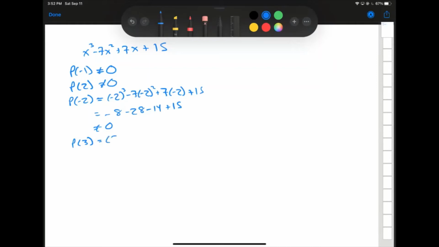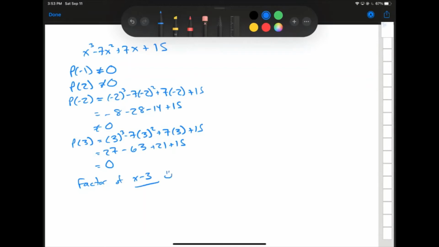If we plug in 3 cubed minus 7 times 3 squared plus 7 times 3 plus 15, 27 minus 63 plus 21 plus 15. That's going to be negative 36 plus 21. Hey, actually that one will equal 0. Okay, so that means we just found a factor of x minus 3. So I'm going to make a little note here. Yay. Okay. So now we have to do that polynomial divided by x minus 3.